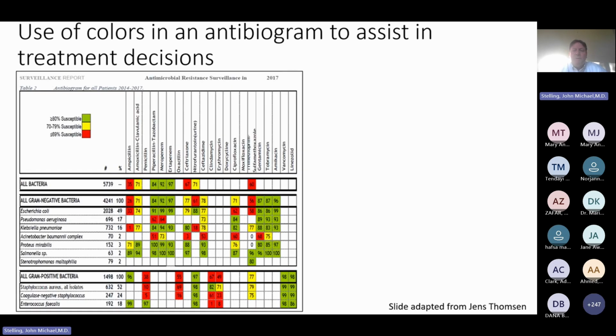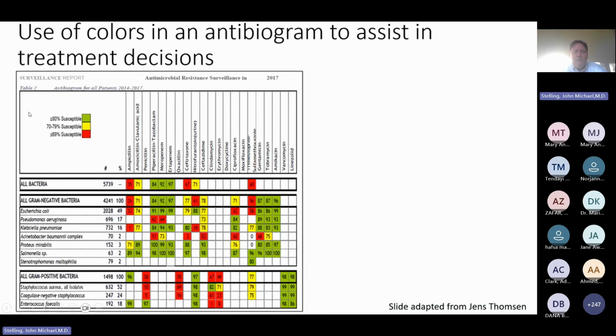Some people like to use colors to assist in treatment decisions. Let me just check my time. Good, we're doing well on time. And in this particular slide, green is good susceptibility. And I'm saying good in quotation marks. It's good by this threshold, and I'll come back to why sometimes that can be a problem.